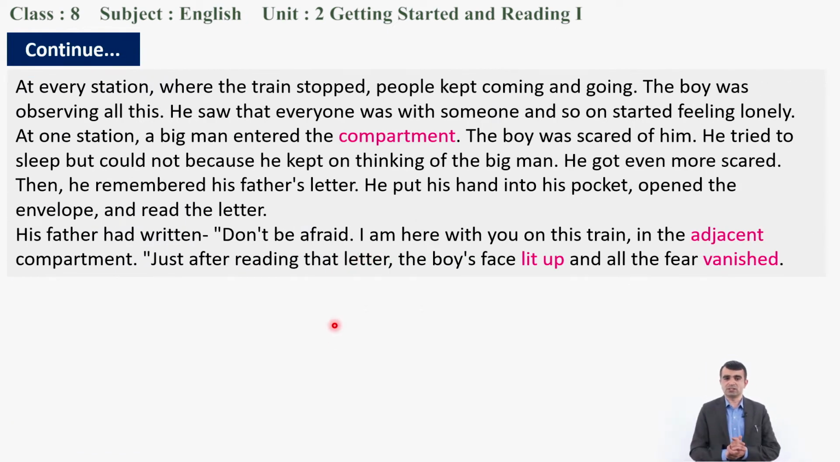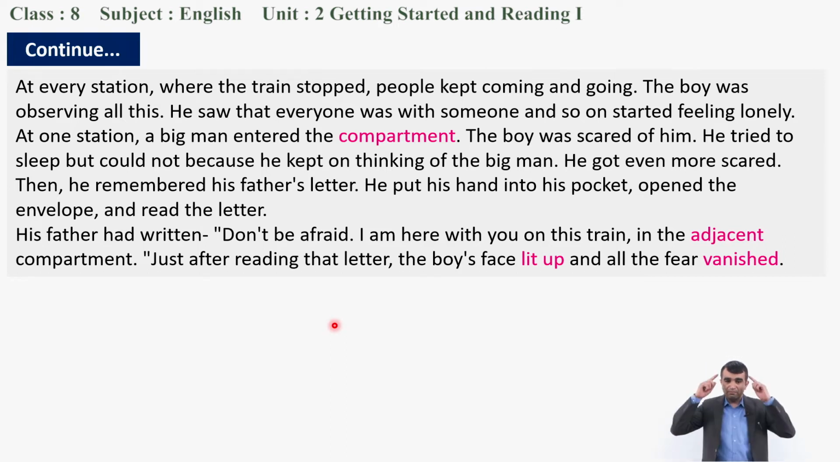At every station where the train stopped, people kept coming and going. The boy was observing all this. He saw that everyone was with someone and started feeling lonely. At one station, a big man entered the compartment. The boy was scared of him. He tried to sleep but could not because he kept on thinking of the big man. He got even more scared.